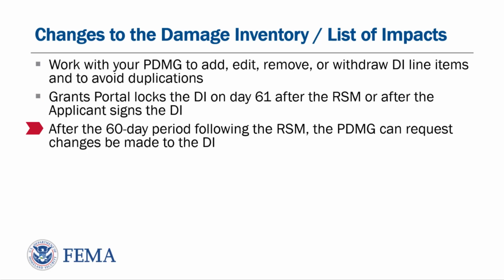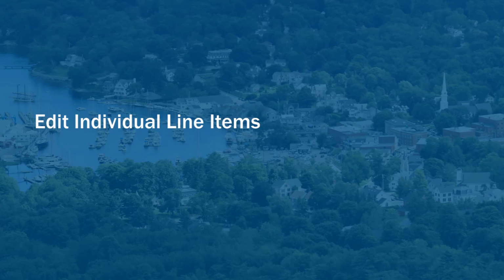After the 60-day period following the RSM or the DI is signed, the applicant can request changes be made to the DI. The request is then made by the PDMG to and approved by the PAGS, or Public Assistance Group Supervisor. We can also edit a damage line item that has been previously entered, whether it was entered by uploading the damage inventory template or by adding through the process that we just covered.